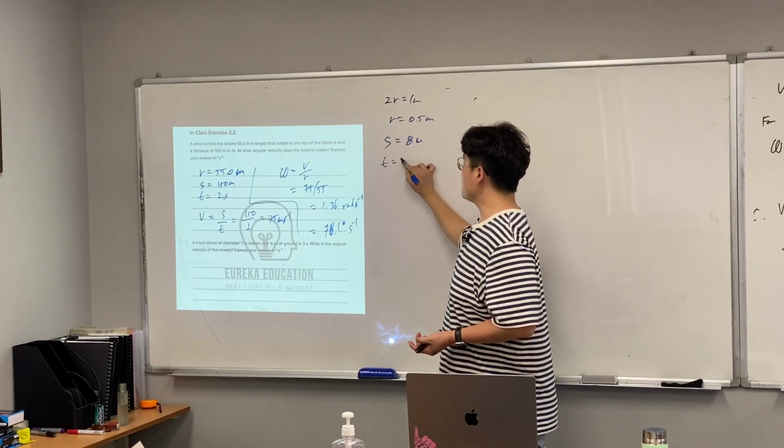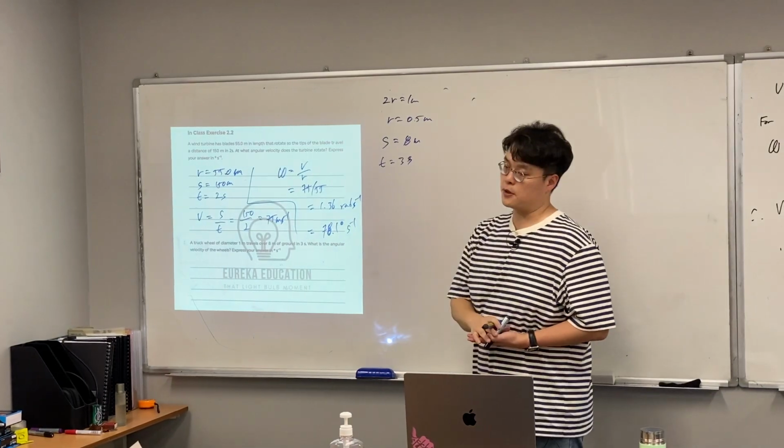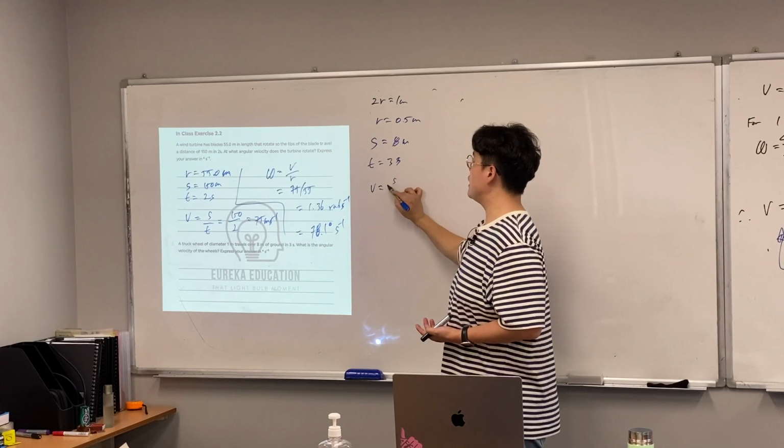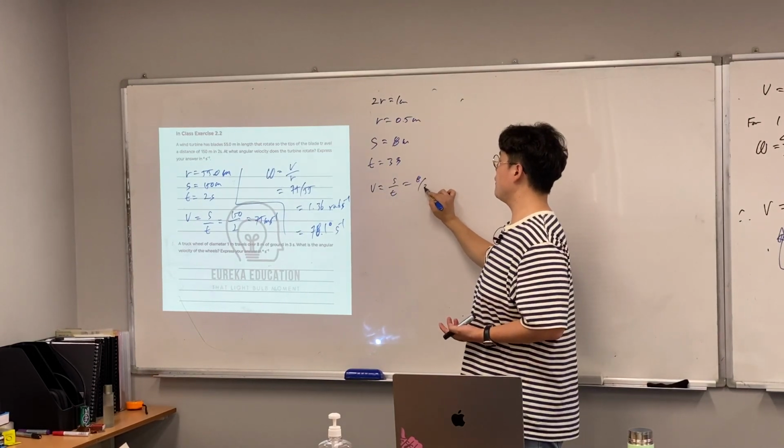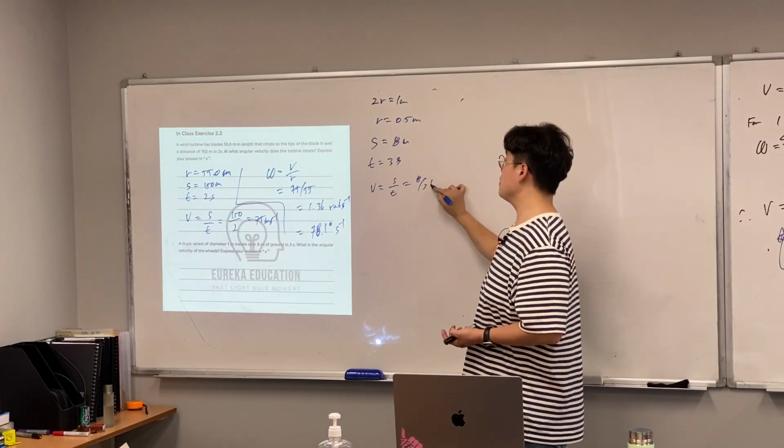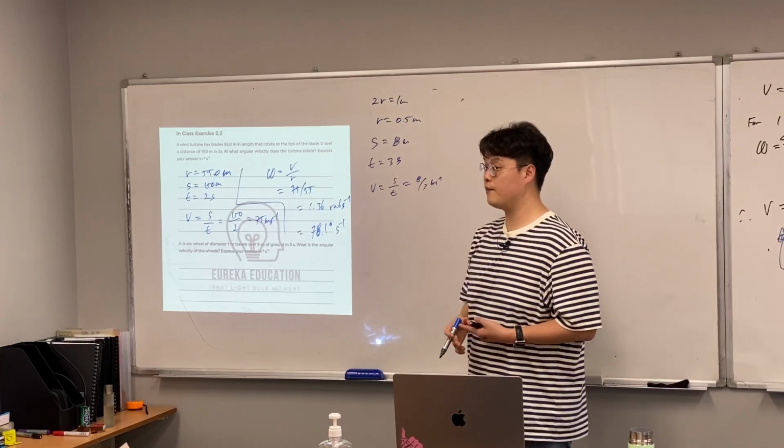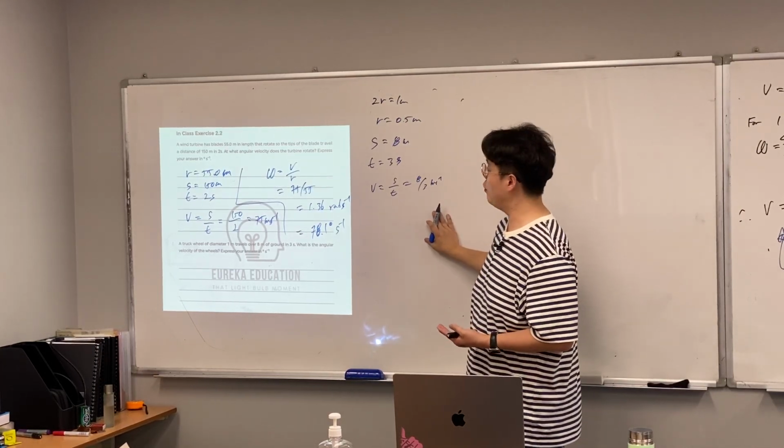T was given as 3 seconds for that displacement. From here, we come to v equals s over t, that's 8 divided by 3. I just leave that in meters per second rather than finding the exact value. I mean, leave the exact value in fraction form.